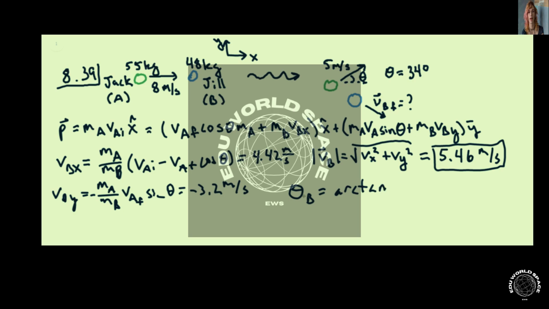And then, so the tangent of her angle is going to be the y component divided by the x component. And the angle then will be the arctangent of that ratio. And her angle will end up being 35.9 degrees south of east.